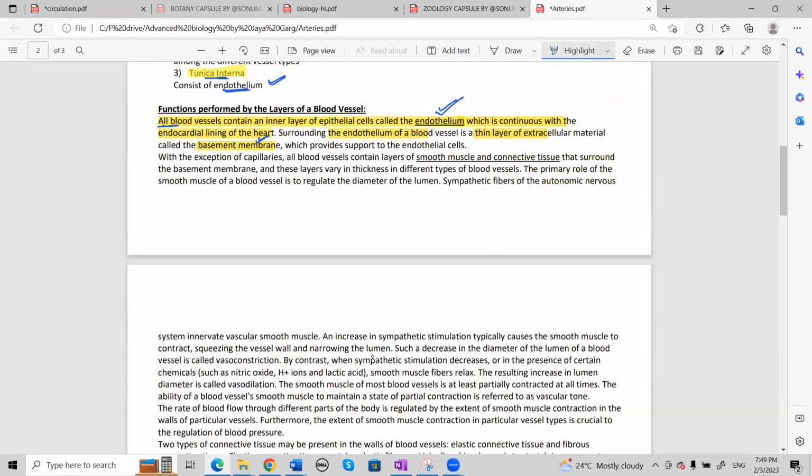Now focus on the line carefully. With the exception of capillaries, capillaries will not have it. Remaining all, leaving the capillary, all blood vessels contain smooth muscles and connective tissue which surround the basement membrane. Though thickness may vary, we have already seen these layers vary in thickness in different types of blood vessels. You know very well what the role of the smooth muscles is? Any idea? Smooth muscles are the ones which can contract and relax. As a result, they can make the lumen narrow or they can make the lumen wide. So smooth muscles are the ones which regulate the diameter of the lumen.